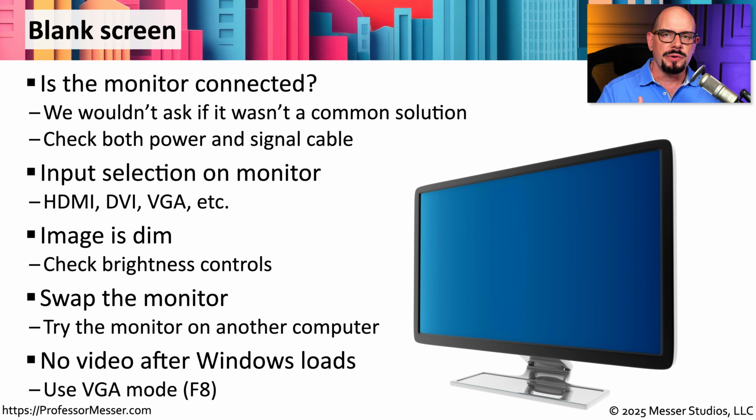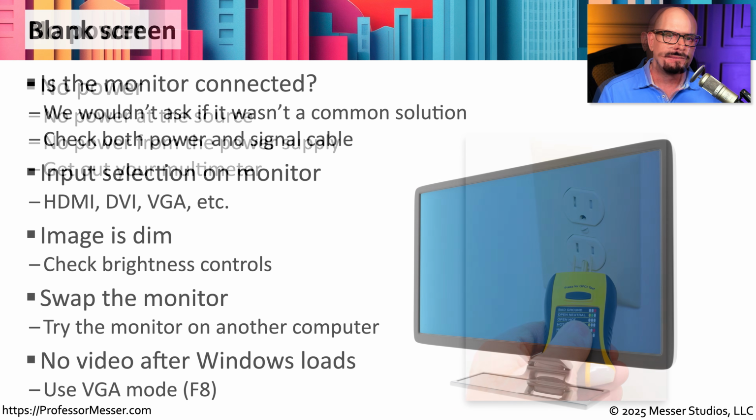And if you find that you're able to see information on the screen during the boot process, but as soon as Windows starts, you get a black screen, this might be related to the video configuration inside of the Windows operating system. One way to start your Windows configuration with a generic video driver is to use VGA mode. You access that mode by using the F8 key during the boot process and choosing VGA mode as your boot option.